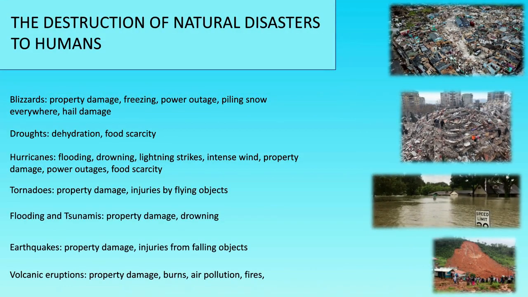So the destruction of natural disasters to humans. Well, the one all of them share in common is property damage and a way of hurting humans, like freezing, power outages, dehydration, flooding, drowning, burns, air pollution.